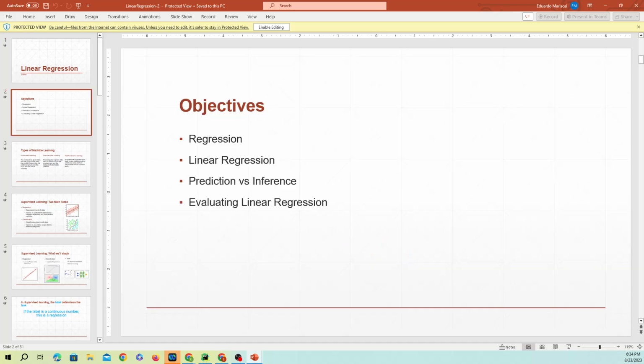So let's talk about the objectives. Regression, linear: what does regression mean? Linear regression, prediction versus inference, evaluating a linear regression. Okay, so let's talk about this, and that way we can have an understanding of what linear regression is.